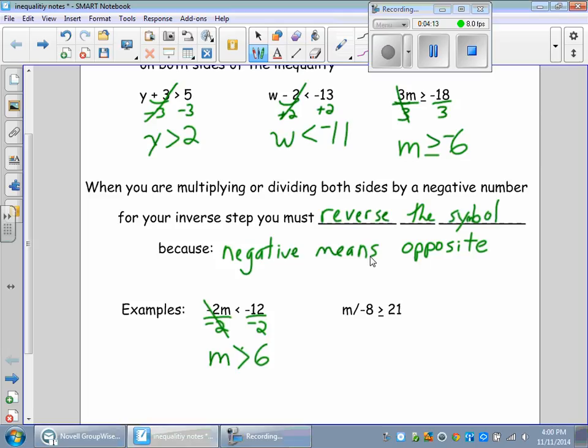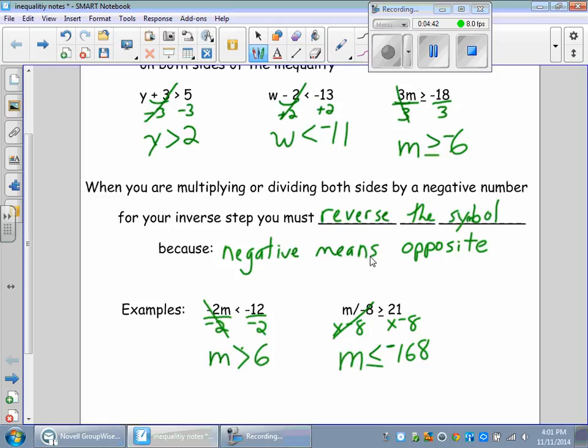Here we are dividing by a negative 8, so the inverse operation would be multiply by negative 8. We do that on both sides. The 8's cancel out. We're left with our m. We have to change from the greater than or equal to the less than or equal to because we are multiplying by a negative. 21 times negative 8 will be a negative 168.